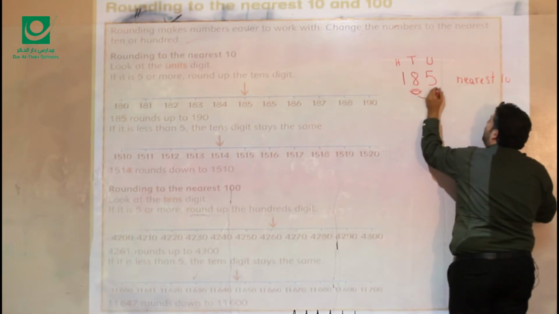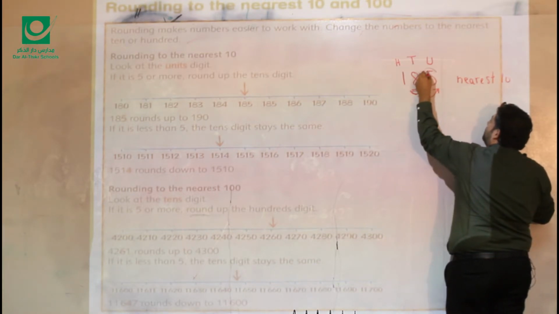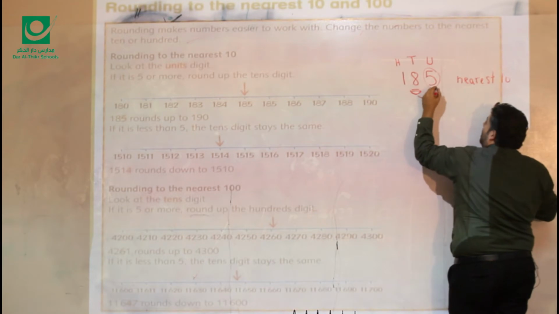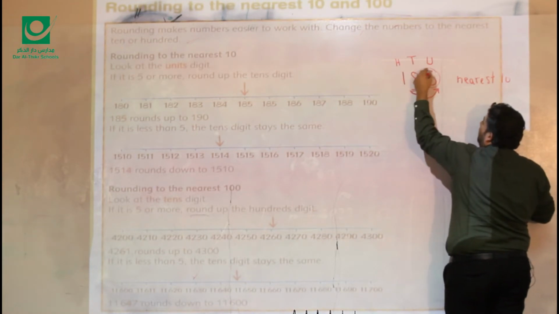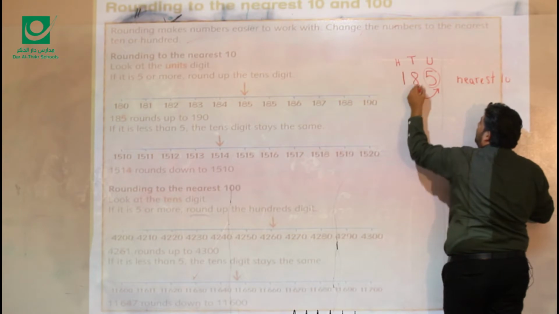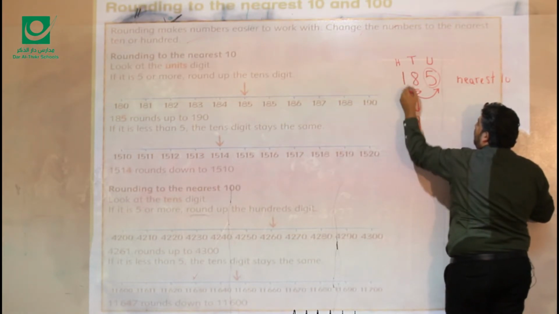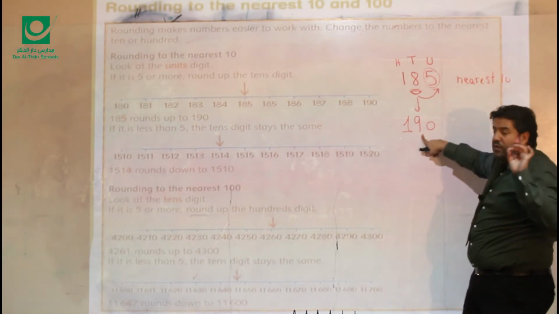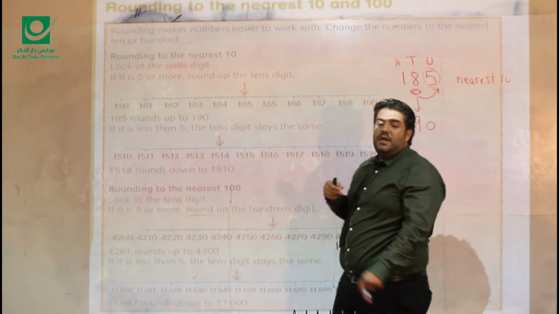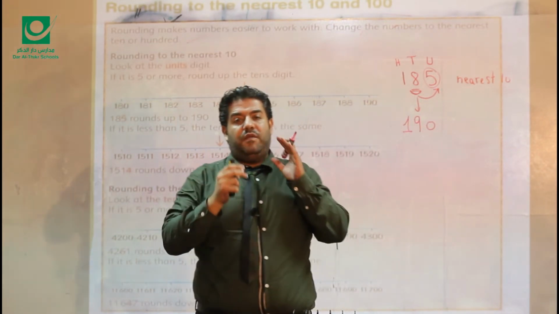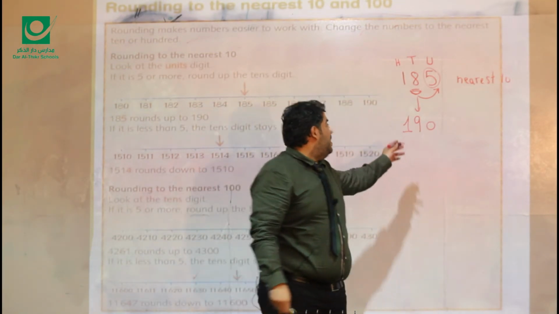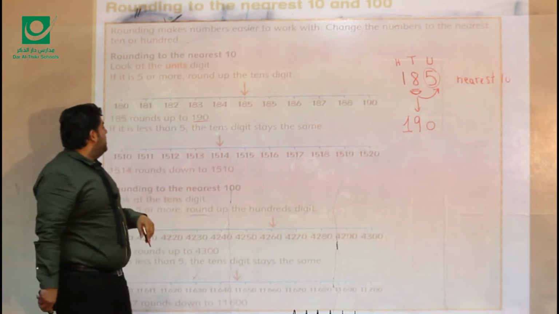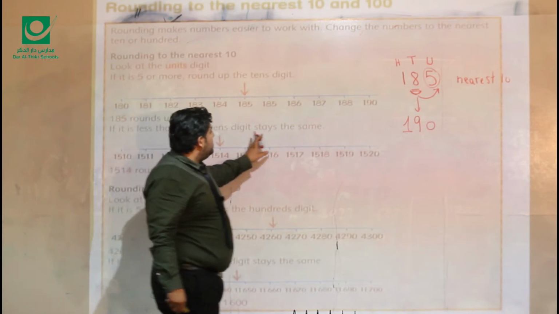I'm looking at the number before. If the number before is 5 or more, add 1 to the tens. It means 5, so I add 1 to the tens. 8 plus 1 turns to 9. 1 stays the same. The 5 turns to 0. So 190 is the rounded number of 185. I want to round 185 to the nearest 10. The answer is 190. 185 rounds up to 190.